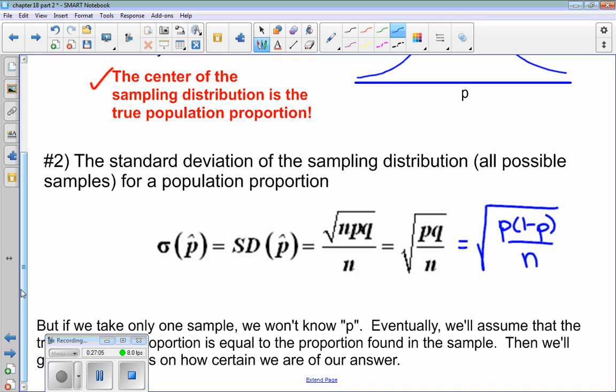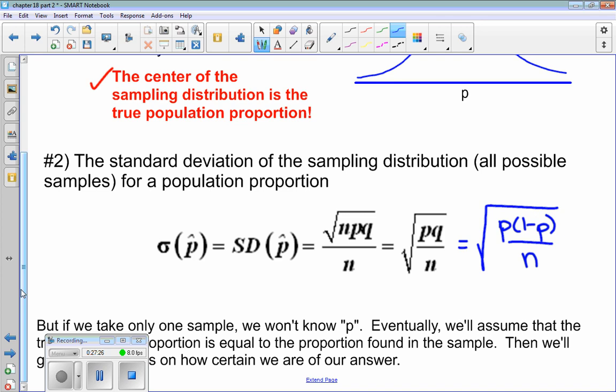Isn't q just 1 minus p? Aren't they the same thing? So it's just your population proportion times the complement of that, divided by sample size, and this is the square root of all of it. So that formula is on your formula sheet, so it is not anything you need to memorize. We just need to know when to use it.